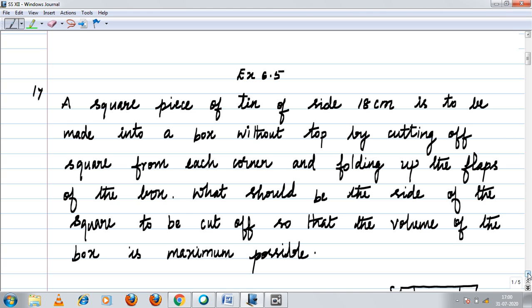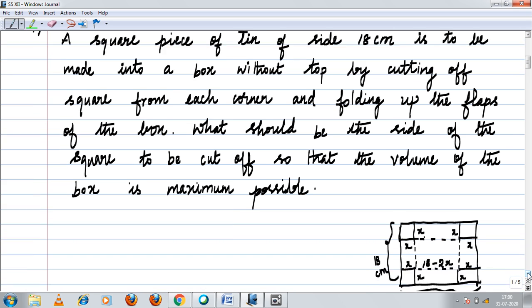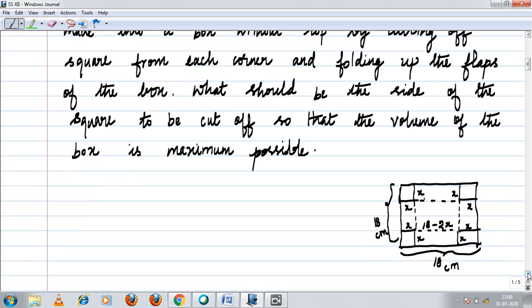Box, immediately what should come to your mind? It is a cuboid. When we cut off and fold, you will get a cuboid, right? Solution: see the picture, the small squares are cut off at each corner, no? So I took that as x.